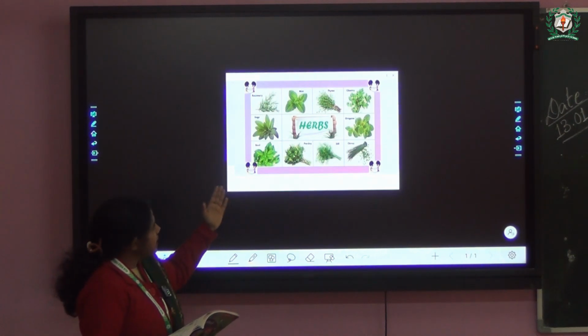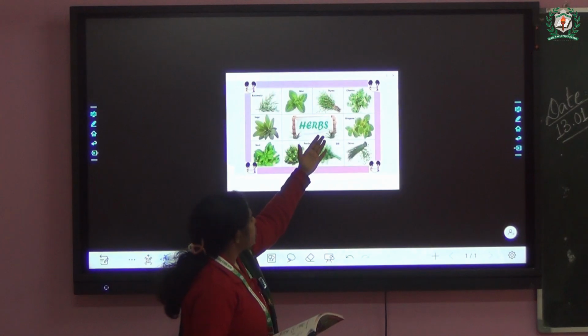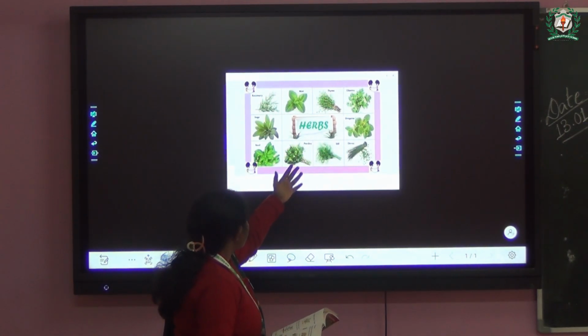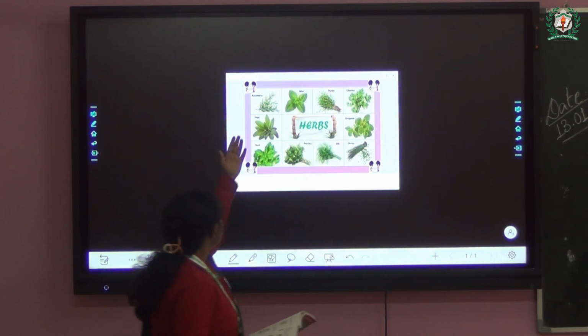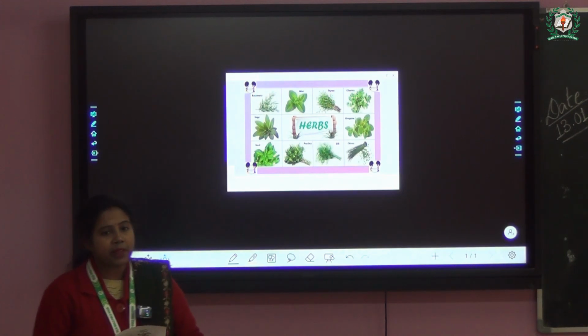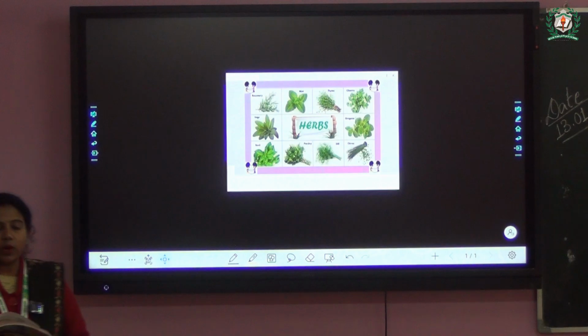So the very common examples, which we have already learned, are cilantro, which we usually eat, isn't it? Parsley, and there is oregano, mint, basil, all are common examples of herbs. Now let's move to the next one. What is the next one?